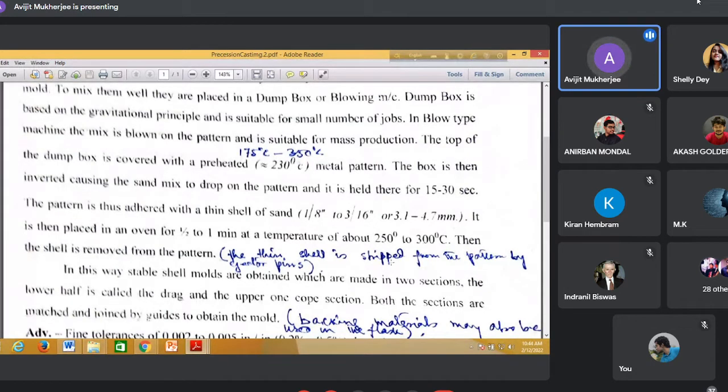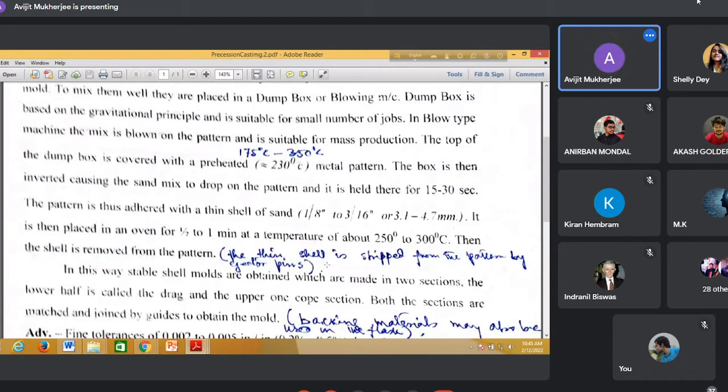Okay. And how the shell is separated from the pattern, again, that is not manual. One ejector pin is there. So just press one knob, and there is a spring operated system. If you press a knob, by virtue of that spring action, the shell will be separated from the metallic pattern. And that metallic pattern can again be utilized to prepare some other shell.